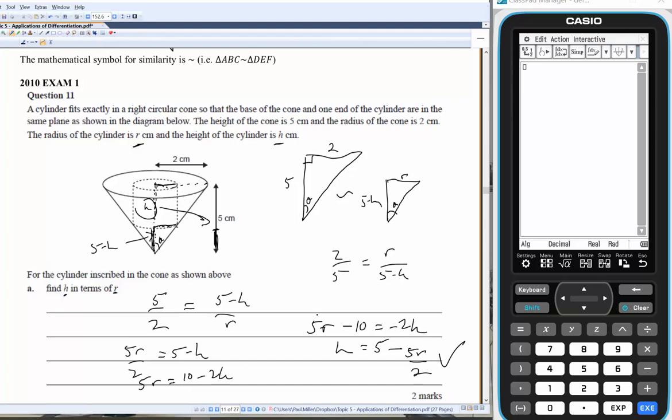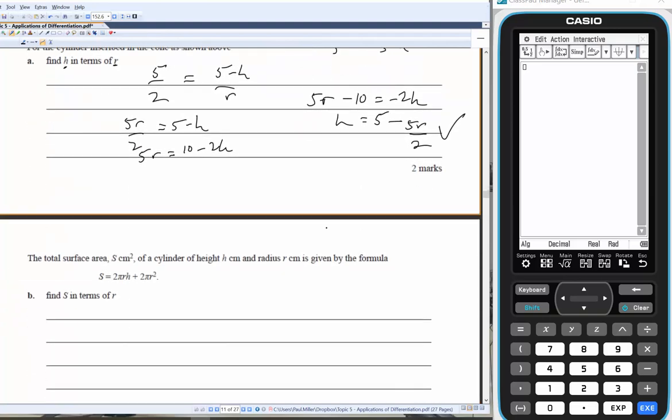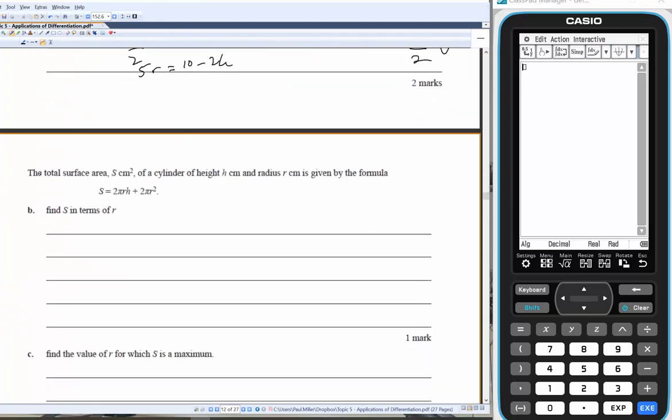Okay, so I'm a little surprised maybe that this wasn't a show that question, but I think it was probably the last question from the exam that year, and most students wouldn't have got any marks from here onwards, because if we have a look at question 2, it says the total surface area S centimeters squared of a cylinder of height h and radius r is given by this. They want us to find S in terms of r.